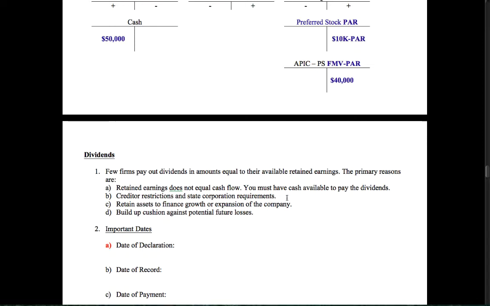Creditor restrictions and state corporation requirements. As we discussed at the beginning of this chapter, there are state laws that prohibit you from doing certain transactions as a corporation, one of which often refers to the fact that a company cannot dividend its entire retained earnings. Part of this is for the corporation to build up a cushion against potential future losses, and also so they can retain assets to finance the growth of their company or to expand.